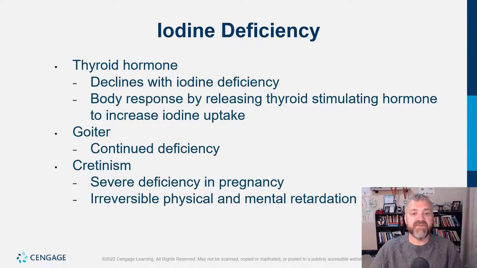All right, iodine deficiency. Globally, the most common cause of hypothyroidism, or low thyroid hormone levels, is iodine deficiency. Not true in the United States because we've iodized salt and fortified foods, but globally it is. In the U.S., the most common cause of hypothyroidism is an autoimmune condition called Hashimoto's thyroiditis.